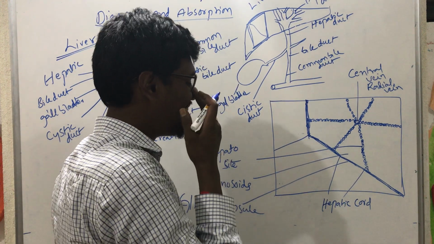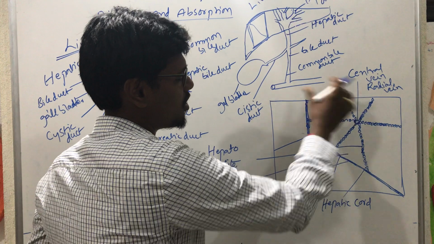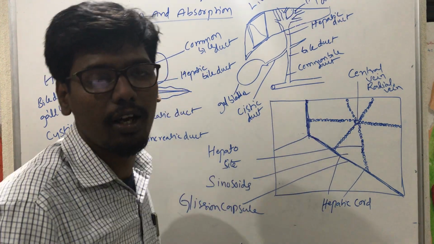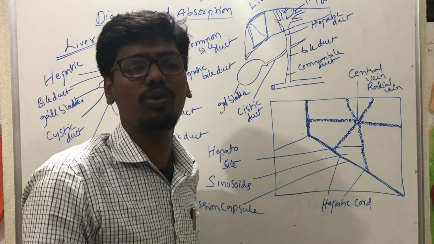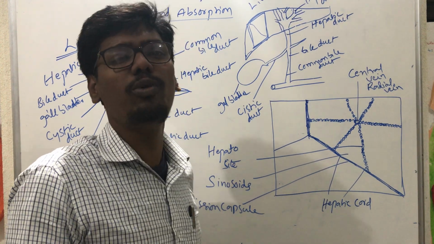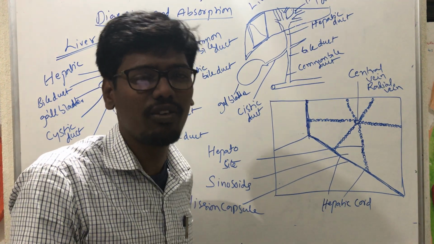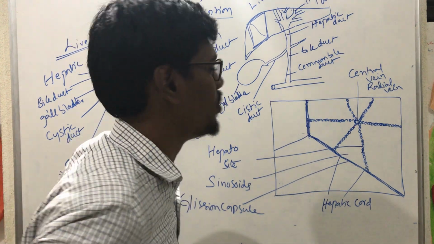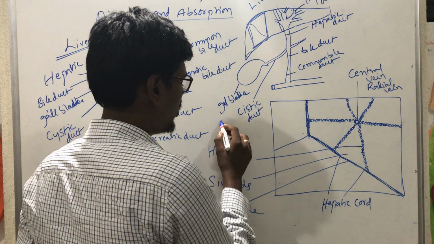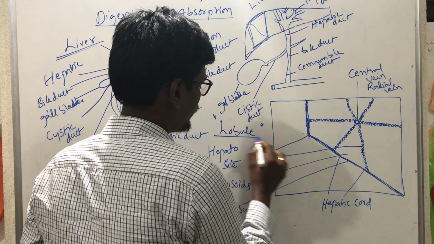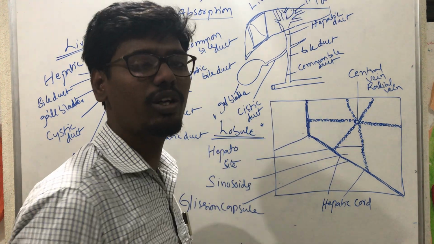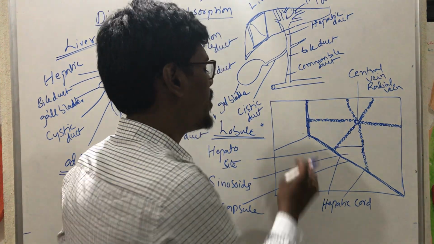We will see here many lobules. The structural and functional unit of the liver is called the lobule. Lobule, or lobules, means the structural and functional unit of the liver. Here are many lobules.